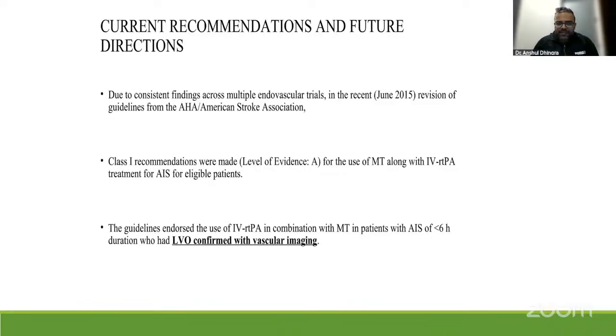So current recommendations are due to the consistent finding across multiple endovascular trials, in the recent revision of the guidelines of the AHA. A class 1 recommendation was made for the use of mechanical thrombectomy along with IV rtPA in treatment of acute ischemic stroke for eligible patients. The guidelines endorse the use of IV rtPA in combination with mechanical thrombectomy in patients with acute ischemic stroke of less than 6 hours duration who have large vessel occlusion confirmed with vascular imaging.